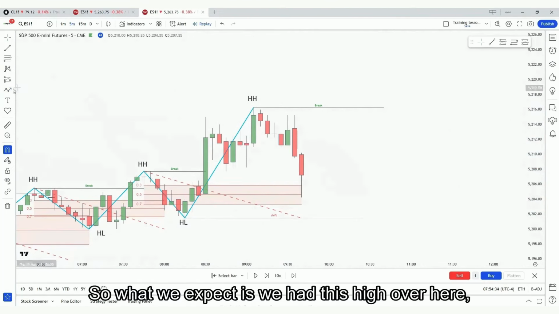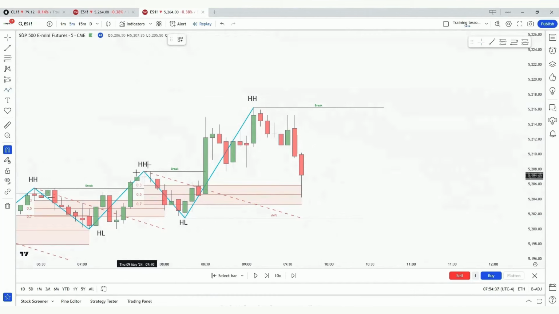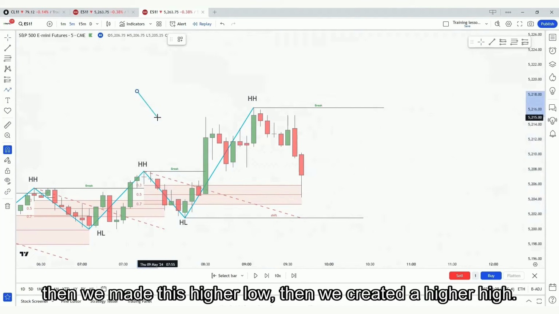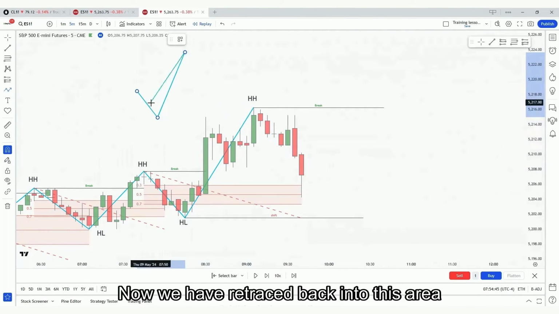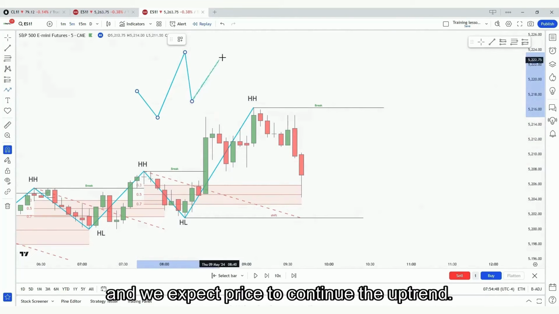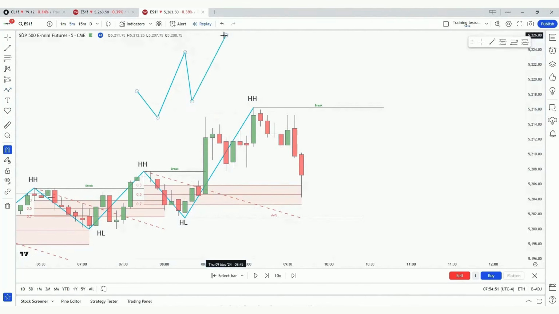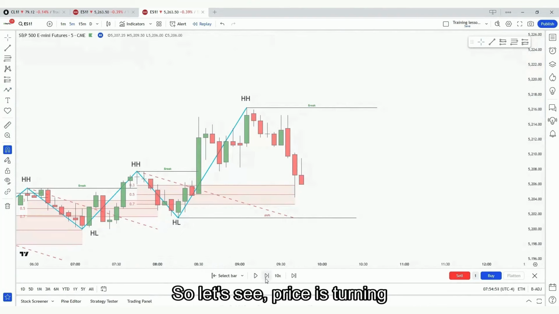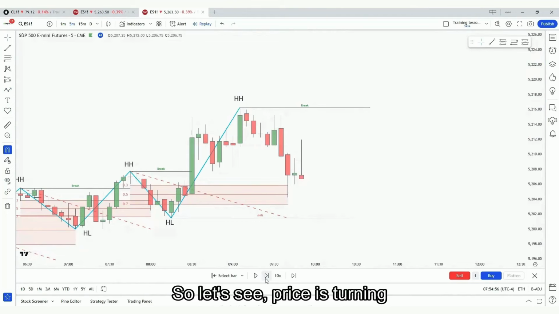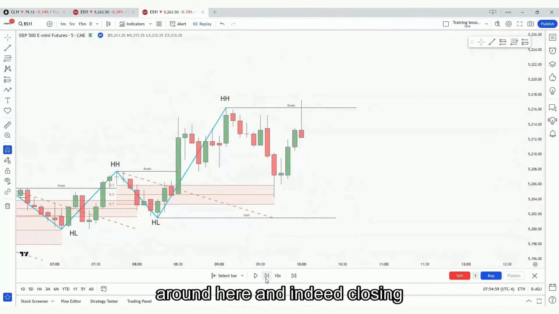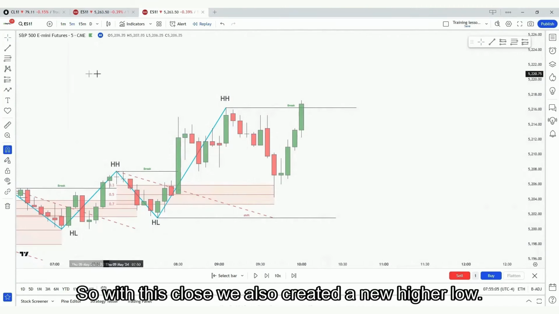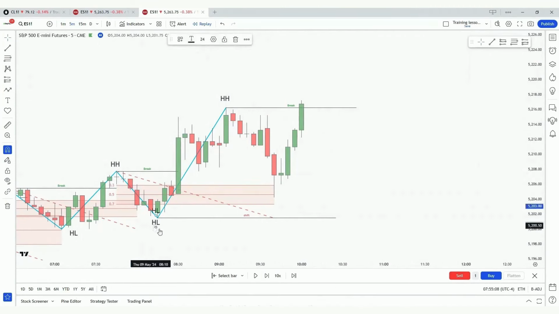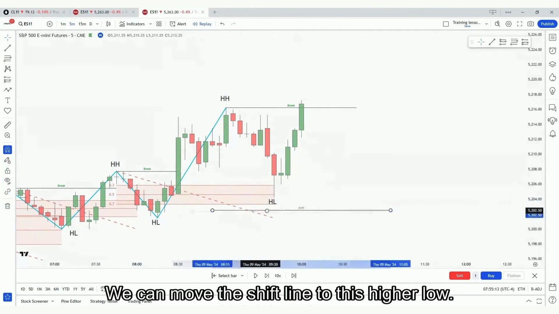So what we expect is we had this high over here, then we made this higher low, then we created a higher high. Now we have retraced back into this area and we expect price to continue the uptrend. So let's see. Price is turning around here. And indeed closing above the higher high. So with this close, we also created a new higher low. That's the lowest point over here. We can move the shift line to this higher low.